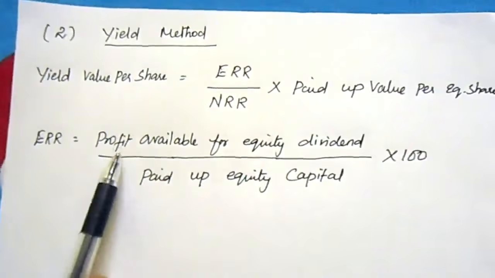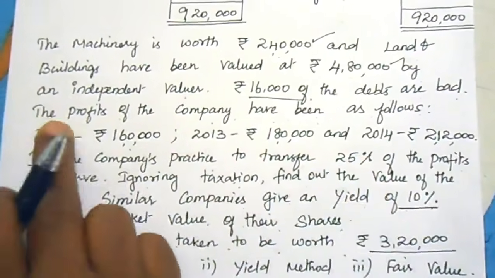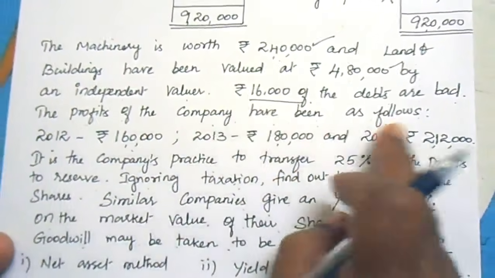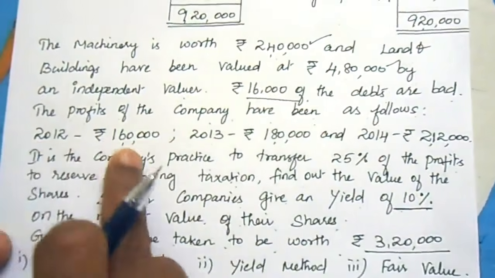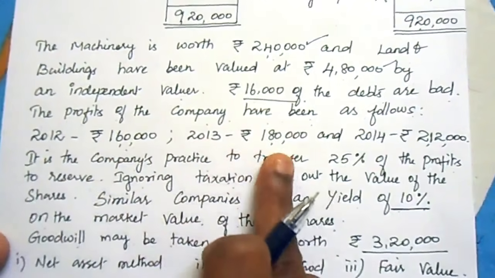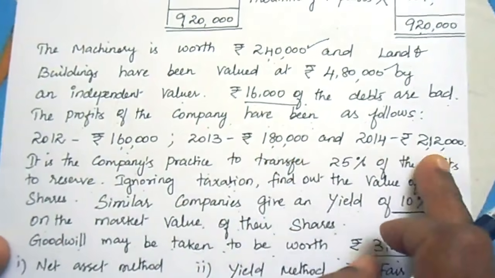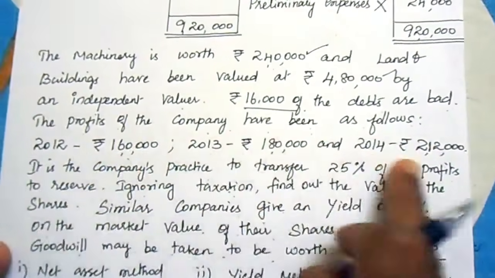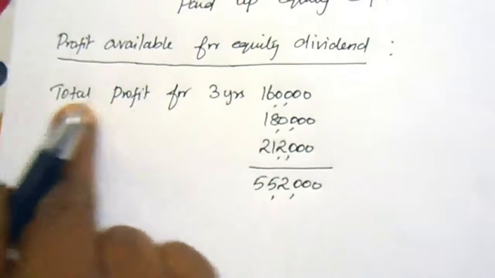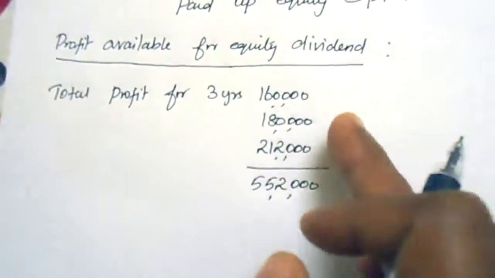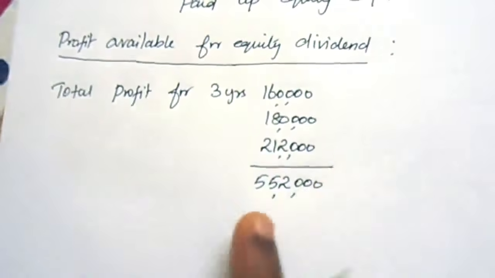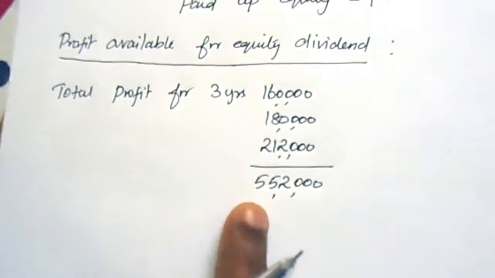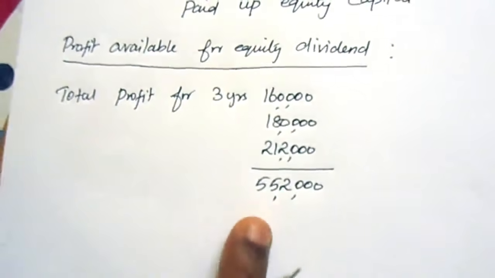So now we have to calculate this one. Look at the adjustment. The profits of the company have been as follows. In the year 2012, 1,60,000; 2013, 1,80,000; 2014, 2,12,000. Three years' profit is given. In this case, you need to find the average profit. Total profit for 3 years: 1,60,000 plus 1,80,000 plus 2,12,000. How much? 5,52,000. Now you have to find the average profit.